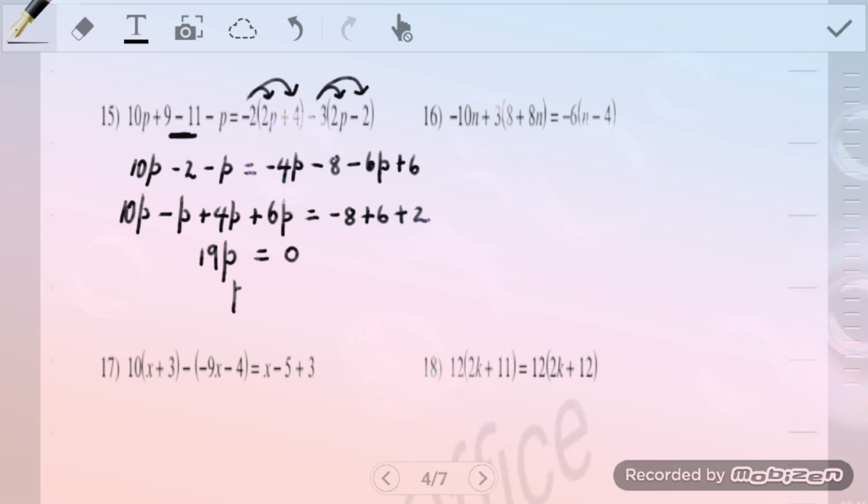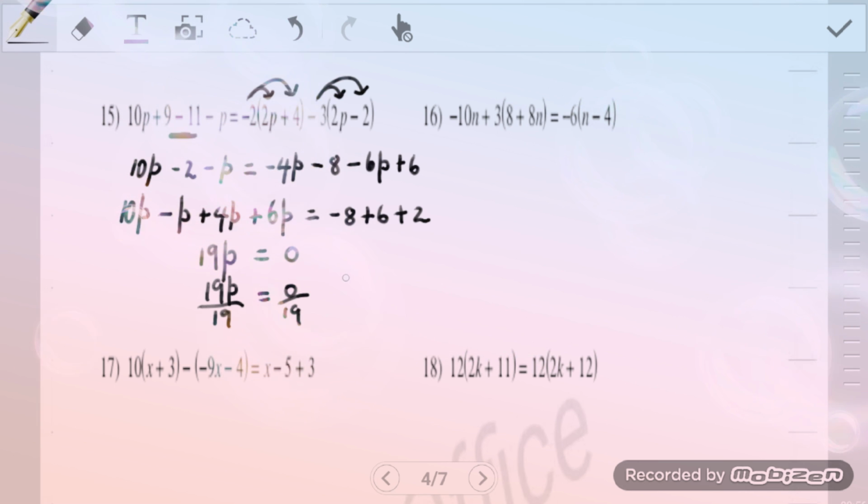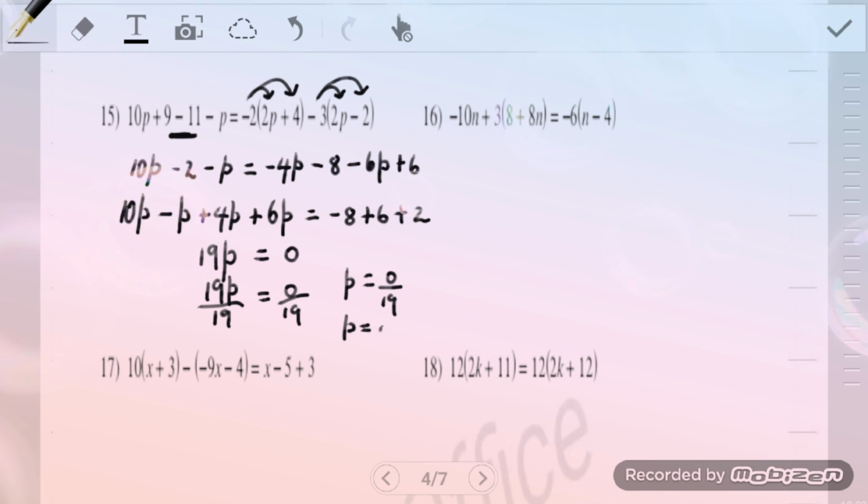So P here is equal to 0 divided by 19, or pardon me, I'm going to stick with the method. I'm going to divide both sides by 19. And you're going to find that P is equal to 0 over 19, which works out to be 0. P is 0, all right, for that particular problem. It just looks a little complicated, but once you apply the steps, then you should be okay.